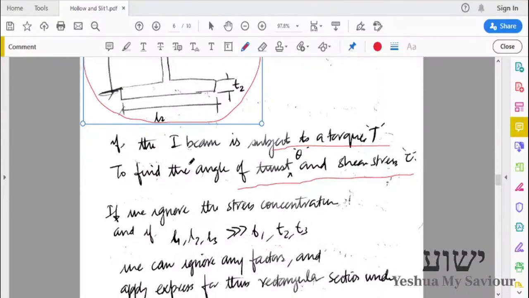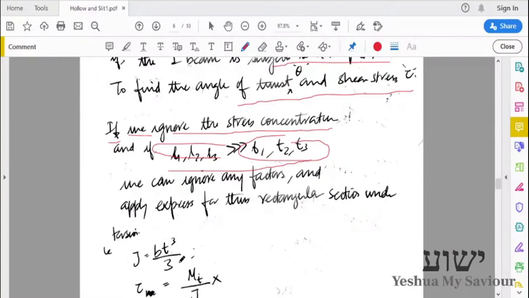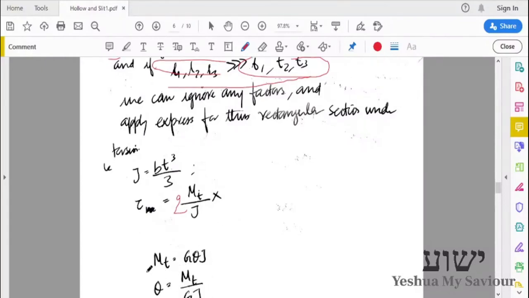Suppose we are not given the table. We can ignore stress concentrations, and if the lengths are very much larger than the thicknesses, then the equations that we have to follow are J equal to b t cube by 3, and tau max equal to 2 MT by J into x. And the equation we know is MT equal to G theta into J. These three are the equations that we have to use.